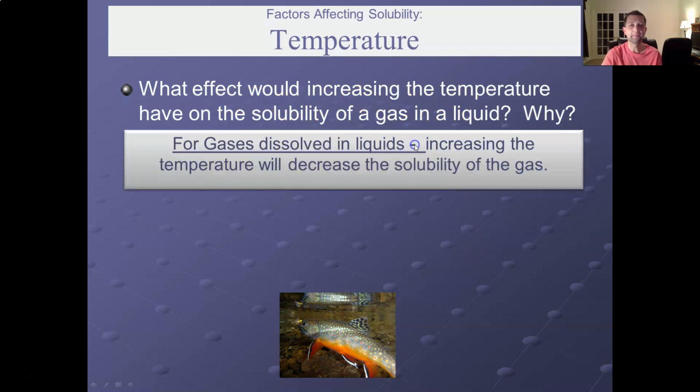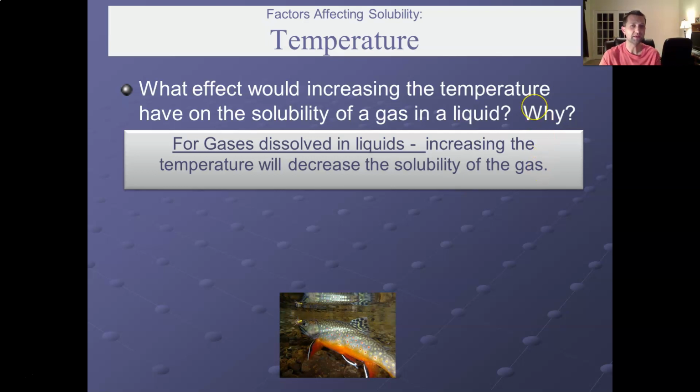This is the opposite. So for gases dissolved in liquids, think of carbon dioxide dissolved in soda, right? Increasing the temperature will decrease the solubility of the gas. Well, why is that? Again, go back to what we talked about on the previous slide. Particles move faster, right? If the gas particles in your soda are moving faster, they'll escape easier, right? It'll be easier to escape the soda and go into the atmosphere. And when there's no CO2 left in your soda, it's flat, right?